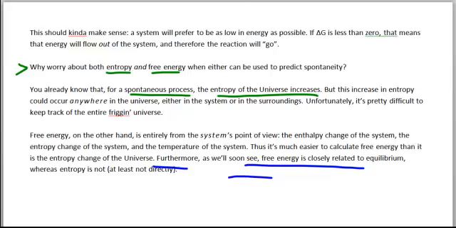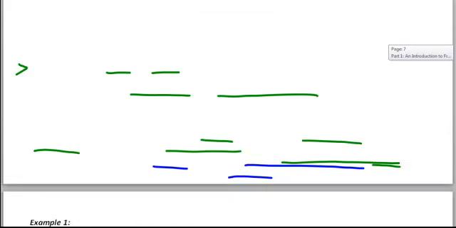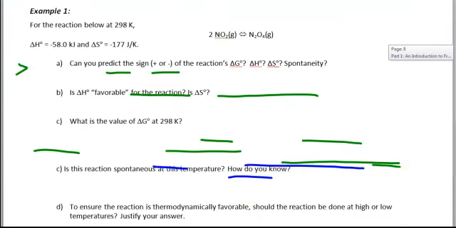And so free energy, on the other hand, is entirely from the system's point of view. All we have to worry about is what we're looking at, the beaker, the flask on the table. So all we have to do is look at the enthalpy change of our system, the entropy change of the system, and the temperature of the system, and that's it. We don't really care about what happens in the rest of the universe. Furthermore, free energy is also closely related to equilibrium, and we'll get a nice equation that relates the two of them very simply. And so free energy is a useful method to determine if a reaction is thermodynamically favorable. So let's do an example and try it out.